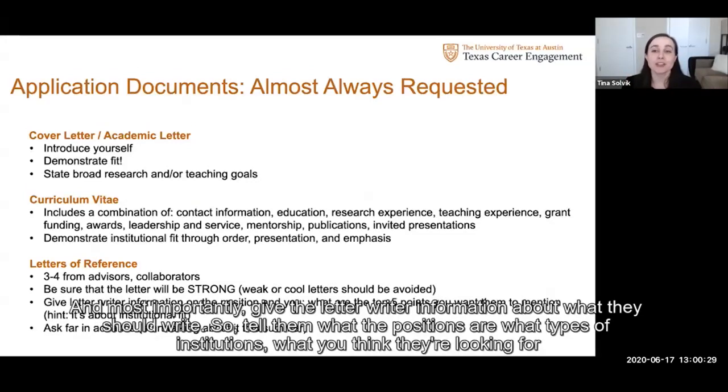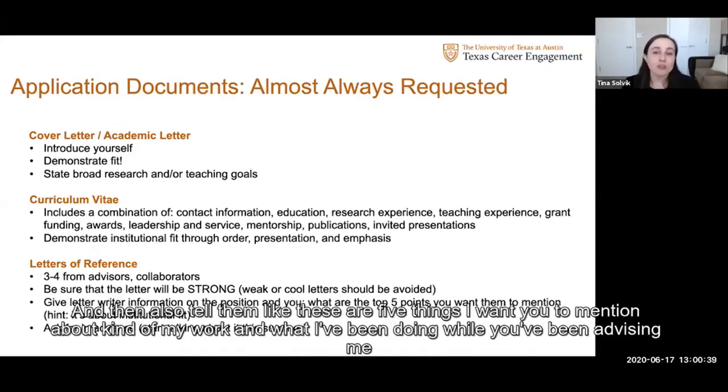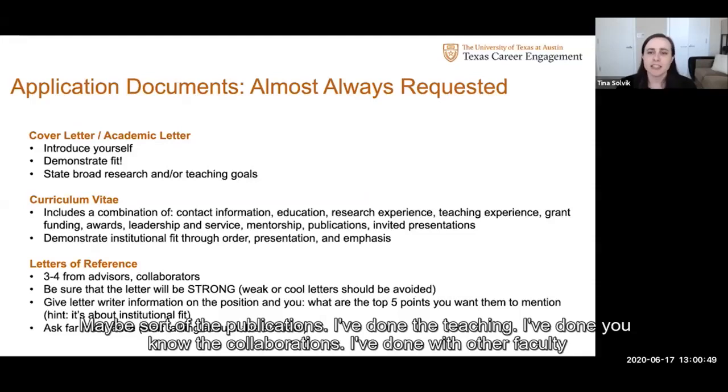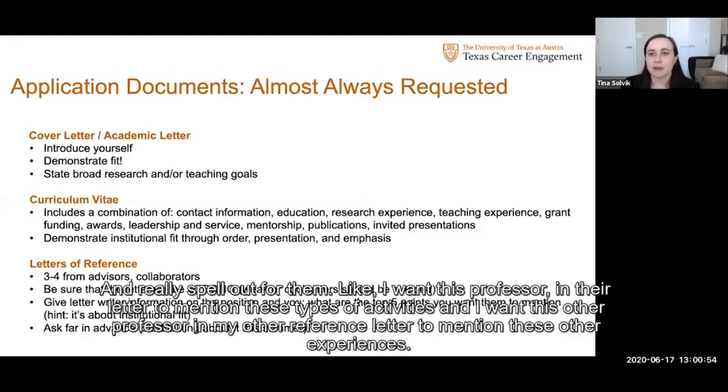And most importantly, give the letter writer information about what they should write. So tell them what the positions are, what types of institutions, what you think they're looking for, and then also tell them, these are 5 things I want you to mention about my work and what I've been doing while you've been advising me. Maybe the publications I've done, the teaching I've done, the collaborations I've done with other faculty, and really spell out for them, I want this professor in their letter to mention these types of activities, and I want this other professor in my other reference letter to mention these other experiences.